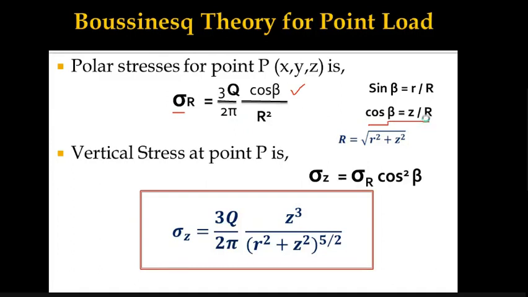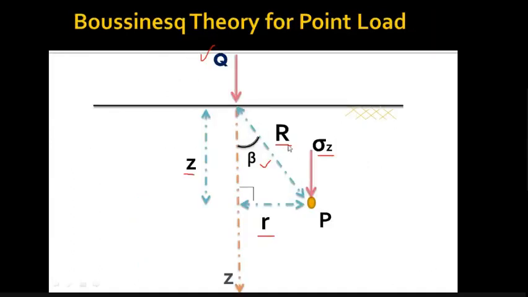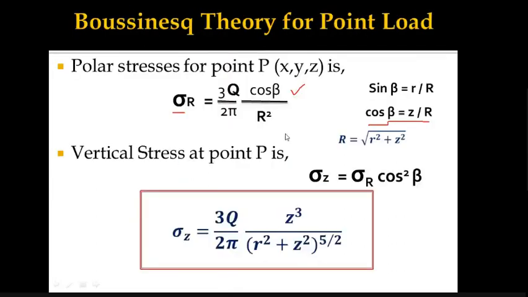But again, it is a little bit difficult to determine diagonal distances in practice. Hence we express it in terms of horizontal and vertical distances and convert this R into the form of square root of r square plus z square. After simplification, putting the value of R and cos beta in this equation, we get the final value of sigma z in simplified form as 3Q upon 2 pi into z cube upon (r square plus z square) to the power of 5 by 2.